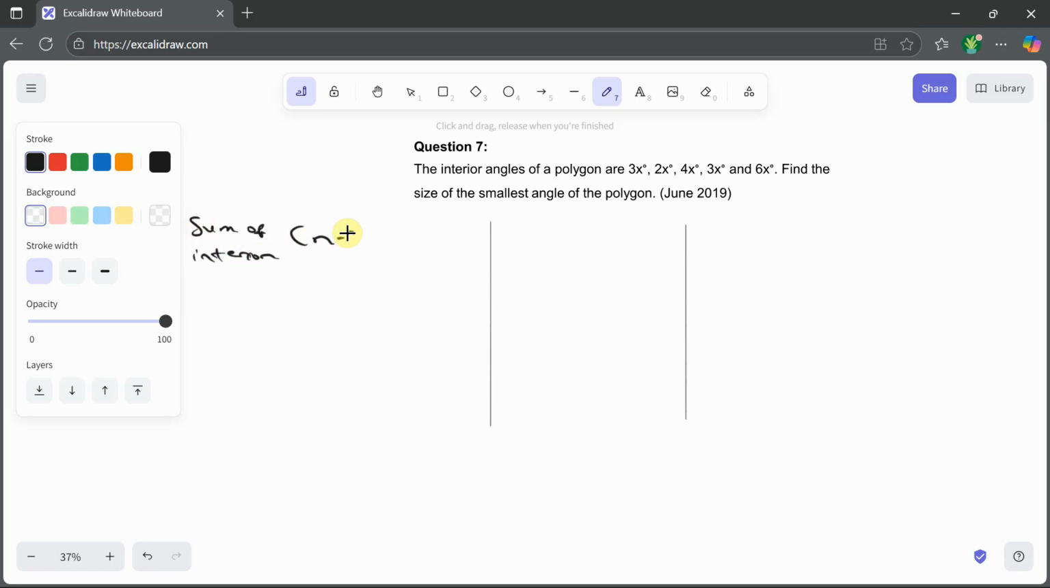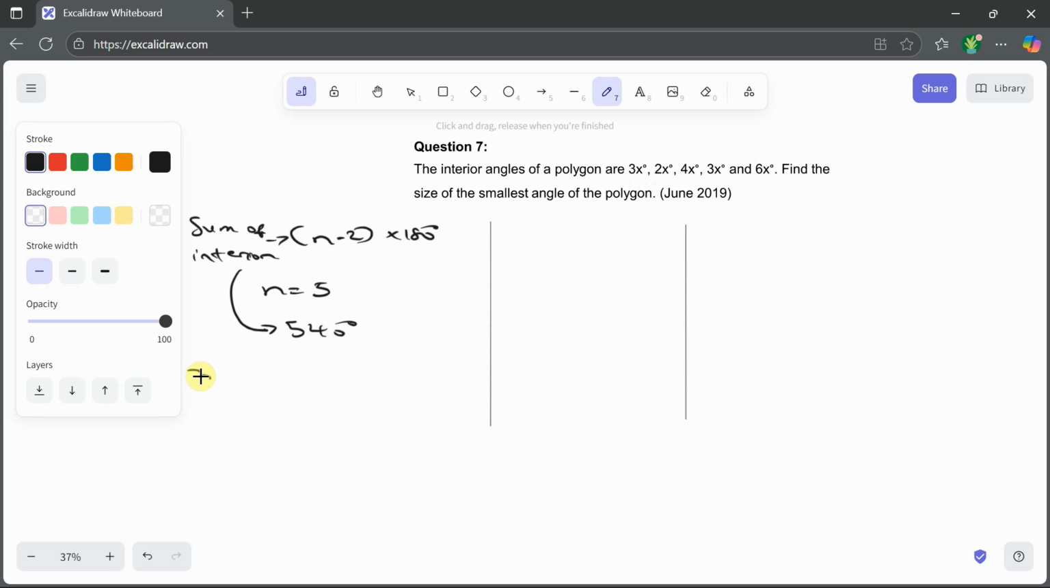N minus 2 times 180 degrees, right? This is the sum of interior angles of any polygon. How many sides do we have? 1, 2, 3, 4, 5. We have 5 sides, so our n is equal to 5. And from the previous example, we know that the sum of interior angles for n equal to 5 is what? 540 degrees. We know that. So if I sum up all these guys, they must give me 540.